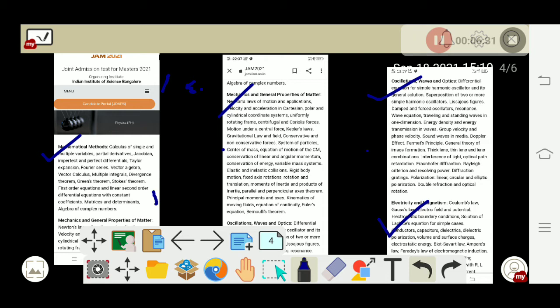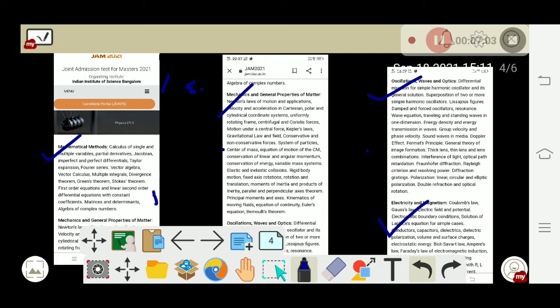Superposition of two or more simple harmonic oscillators. Lissajous figures, damped and forced oscillators, resonance, the condition of the resonance, amplitude and velocity, they are important. Sometimes you can get a question about critical damping and like this, they will ask you the conditions. Okay, you have wave equation, traveling and standing wave. Just read the formula for velocities in longitudinal and transverse mode. v is equal to root over T by mu, like this, and root over Y by rho, yeah.